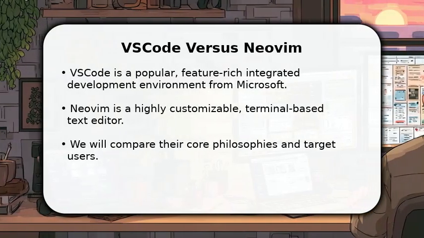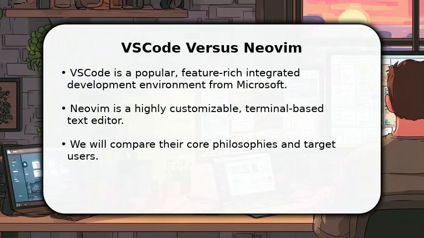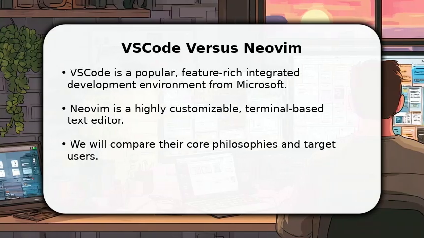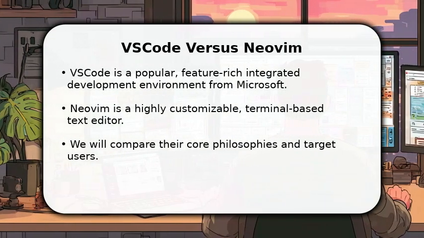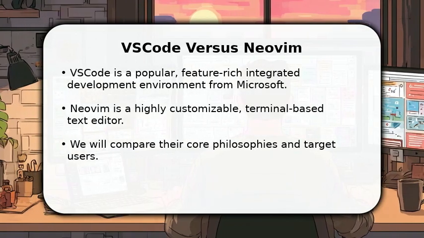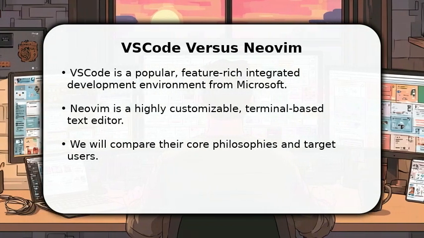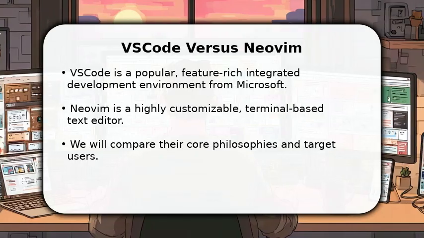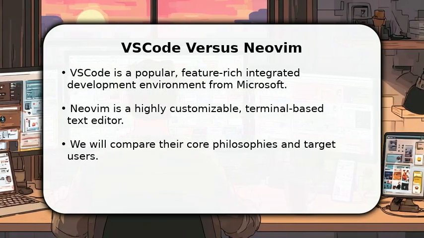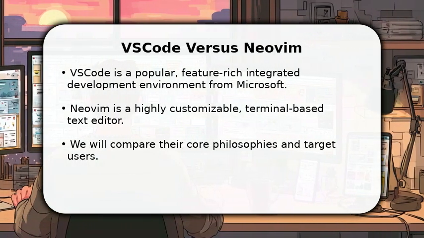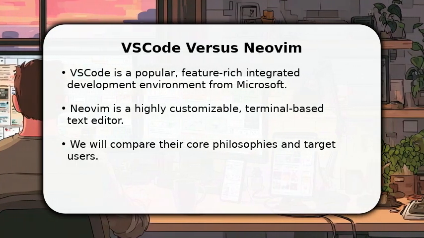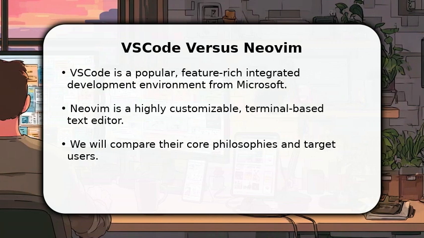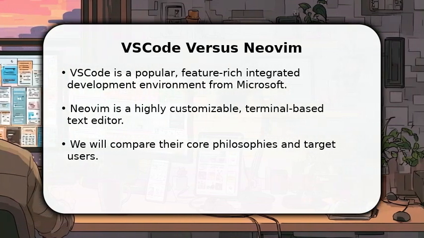In this video, I will compare VSCode versus Neovim. We'll explore their fundamental differences, from their core philosophies to their target audiences. VSCode, a product of Microsoft, offers a comprehensive integrated development environment, while Neovim, a community-driven project, provides a highly extensible and efficient text editing experience. Understanding these distinctions is key to choosing the right tool for your coding journey.